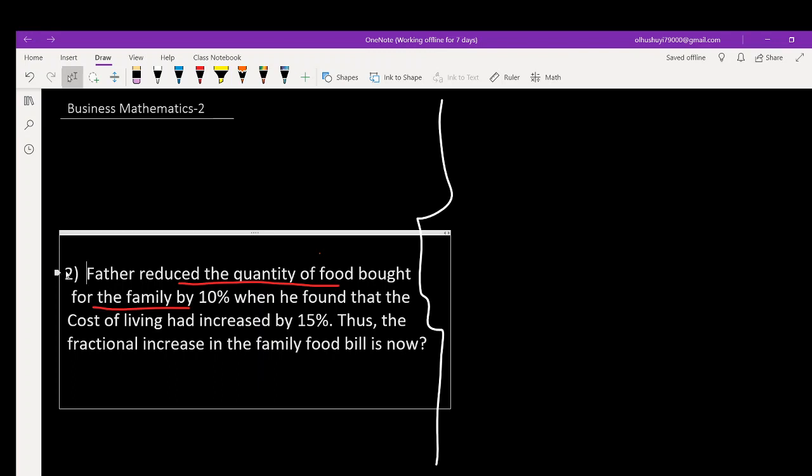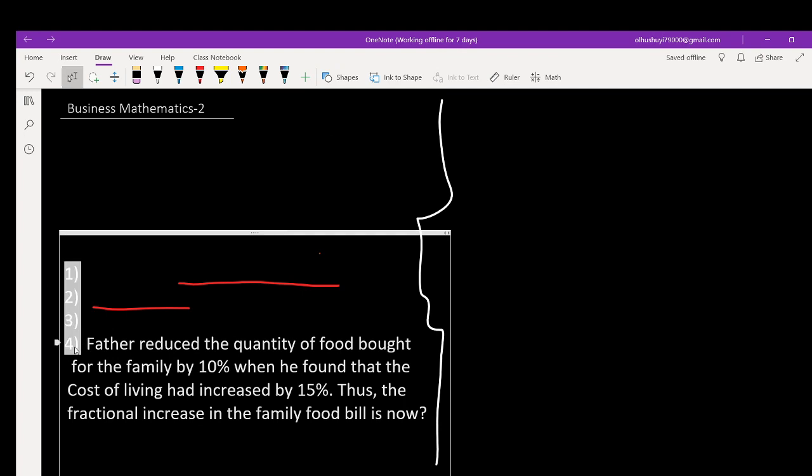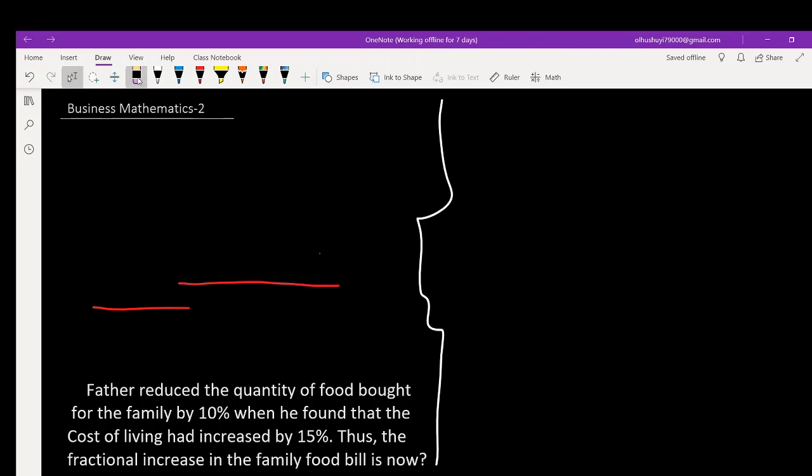So we have further reduce the quantity of food bought for the family by 10% when it found that the cost of living had increased by 15%. Thus, the fractional increase in the family food bill is now, the two things are involved in the question.